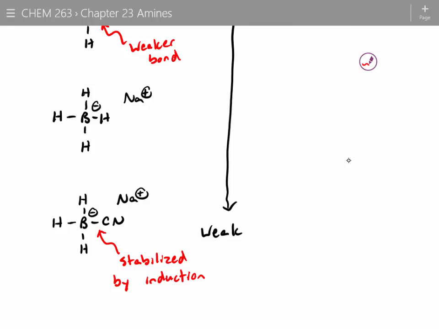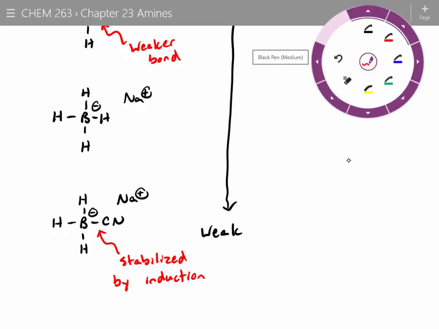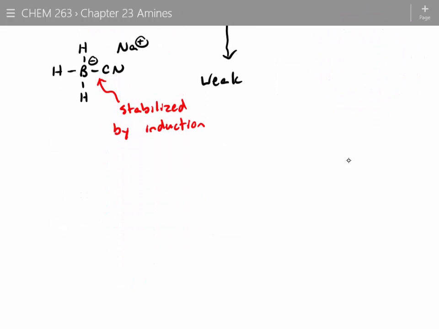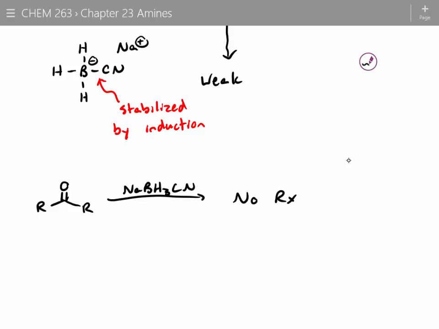So sodium cyanoborohydride is a really great hydride source for reducing aminium ions, but it won't touch carbonyl groups. So let's take a look at what's going on here. Should we write that down? I'm going to write it down for you guys. You get no reaction. So sodium cyanoborohydride isn't a good enough hydride source to reduce a ketone or an aldehyde.